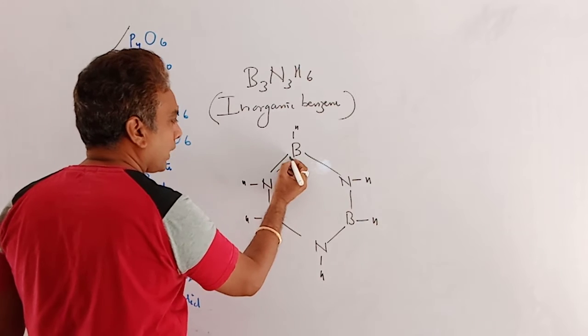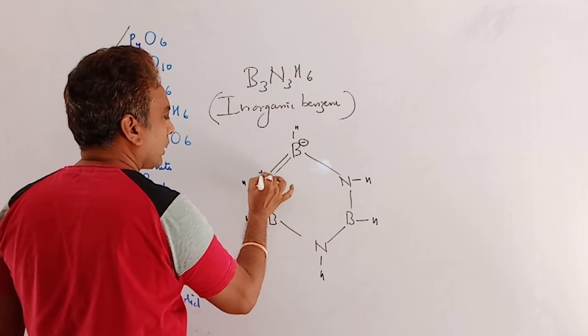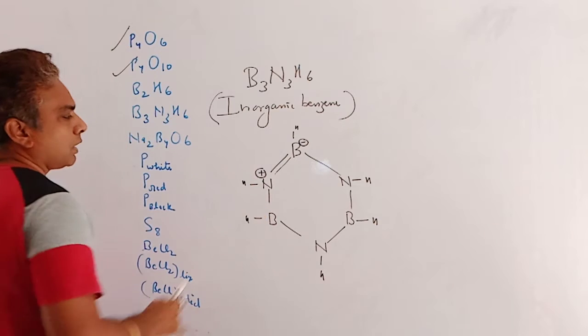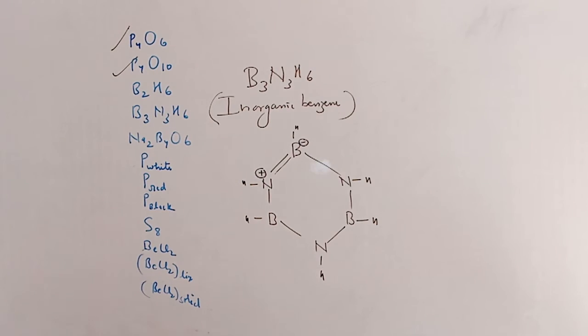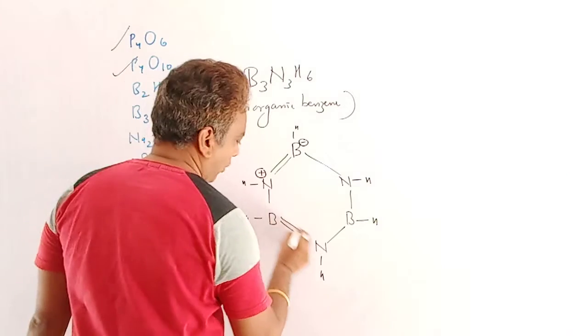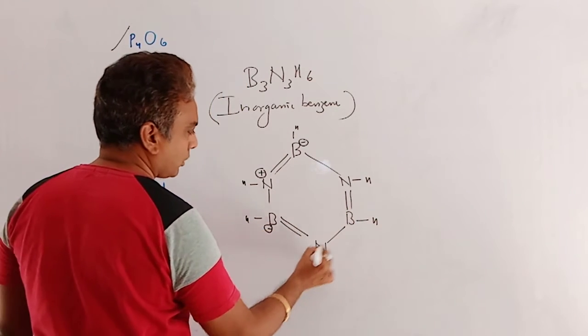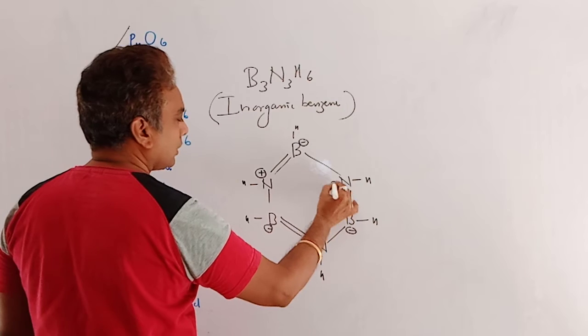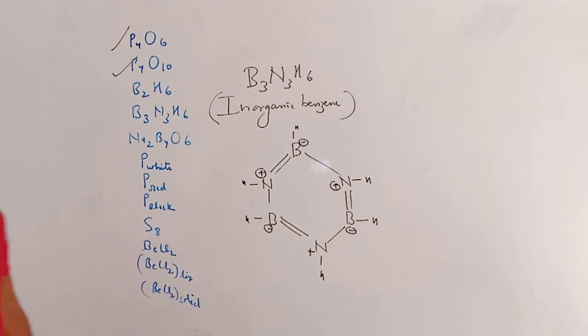So it can be represented with the help of covalent as well as coordinate bonds like this. Donor atom gets positively charged and acceptor atom gets negatively charged. So all boron and nitrogen get the same property like this, negative, positive, negative as well as positive. So here's the dot structure like benzene. So it is also known as inorganic benzene. Clear?